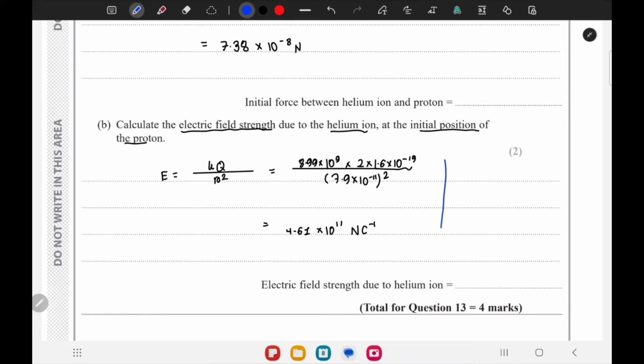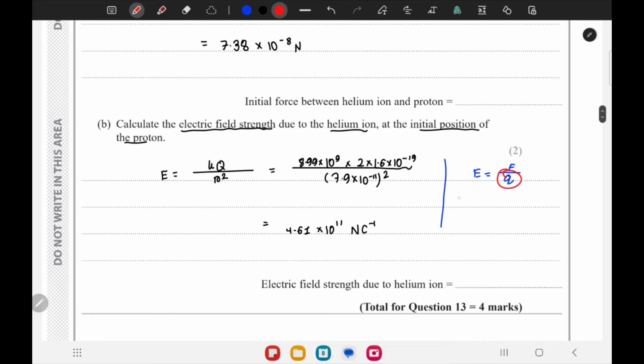We could also use the formula E = F/q. Here the charge of the proton would be used, so E would be 7.38 × 10^-8 divided by 1.6 × 10^-19. We'll get the same value from there as well.